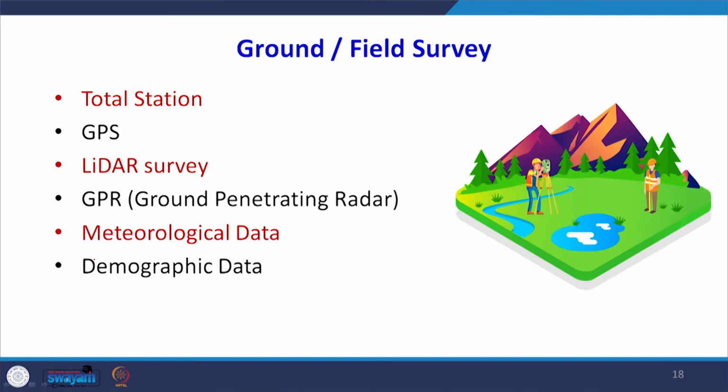Now, there are ways to collect the data from the ground, either by the field survey method or using some kind of instrumentation. So as you can see, on the ground also, we can carry out total station based work to collect the data. We can use global positioning system or LiDAR survey or ground penetrating radar, GPS based survey, or it could be meteorological data or demographic data or temperature data. So we can collect the data from the ground, from the field, and use some kind of instruments which we use in geomatics engineering to collect the data about the earth surface.